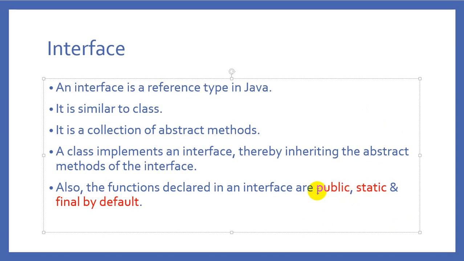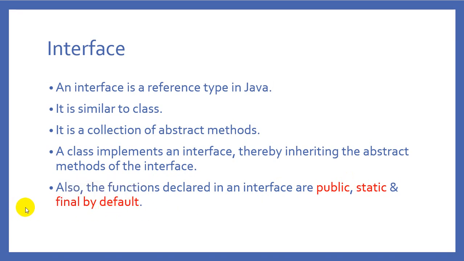So whenever functions are declared in interfaces, they are public, static, and final by default. You need not define them. This is the functionality of the interface. Final means you cannot change it, right? Once a function has been defined in an interface, you cannot change that function.